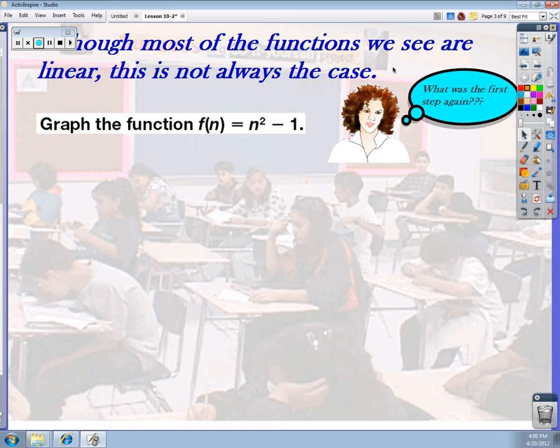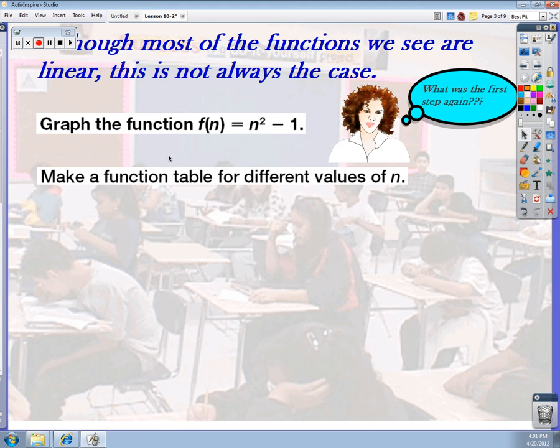Though most of the functions we see are linear, which means a straight line, not all of the functions are going to be graphed in that manner. Some will be called non-linear functions. So let's take a look at this example here. f of n equals n squared minus 1. So let's go ahead and take the same approach that we did on the previous slide, step by step.